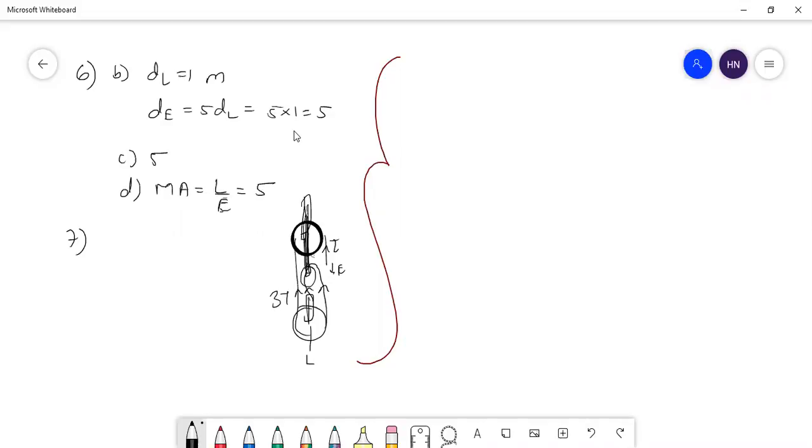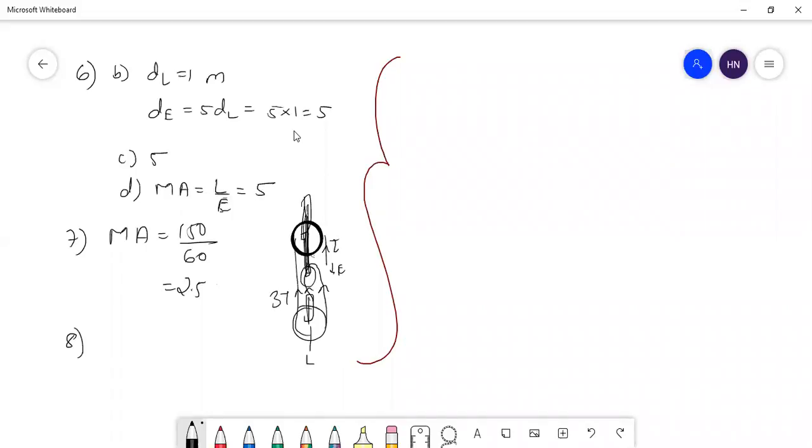And mechanical advantage is directly 150 by 60. 150 by 60 is 5 by 2, 2.5. Yeah, correct. Yes, sir. Okay. Next one also, can you say? 8th one? Yes, sir.